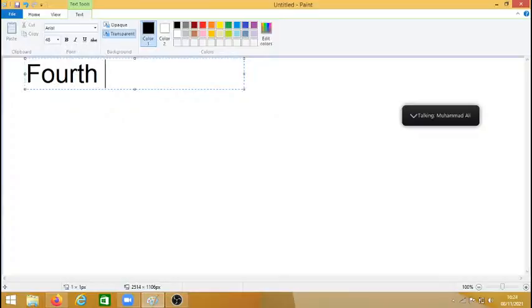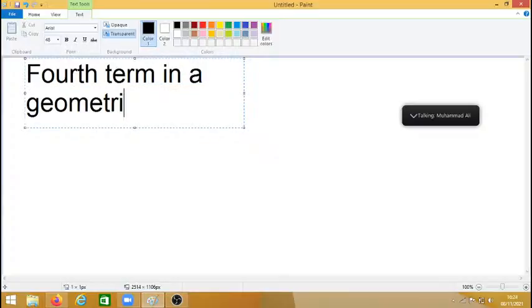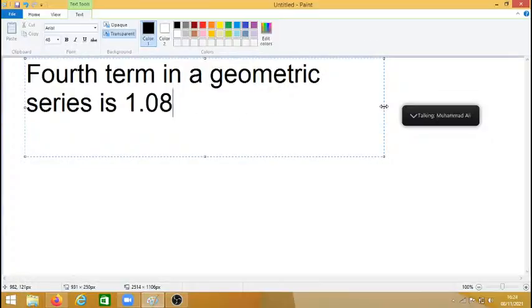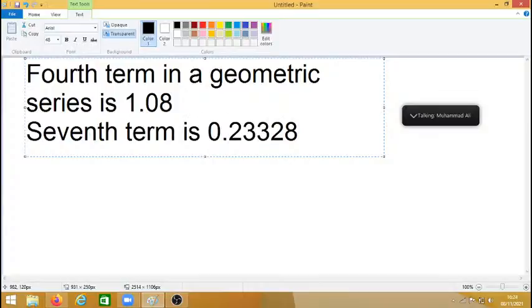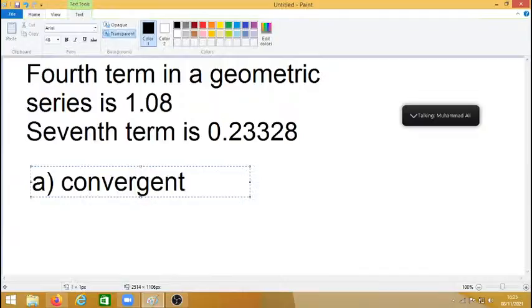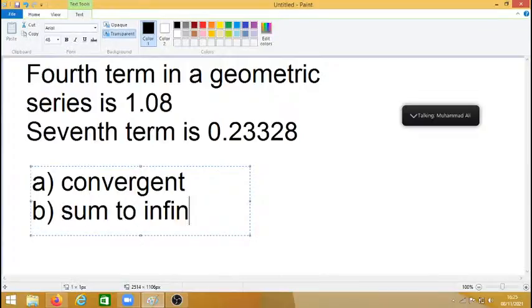So the fourth term in a geometric series is equal to 1.08. The seventh term is equal to 0.23328. And the question is, can we work out the sum to infinity? And before that, can we show that the sequence is convergent? So part A, show that it's convergent, and part B, work out the sum to infinity.